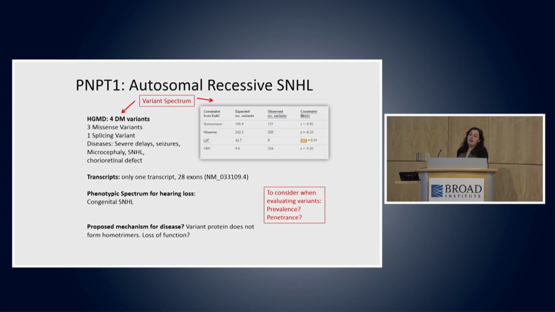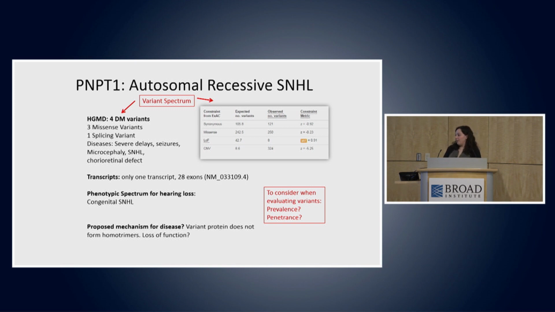In our case, we're interested in the phenotypic spectrum for hearing loss. So in this case, just for scoring cases particularly, we want to score cases that are consistent with that type of phenotype, usually in stronger gene disease associations. But in this case, they all present with congenital sensorineural hearing loss.